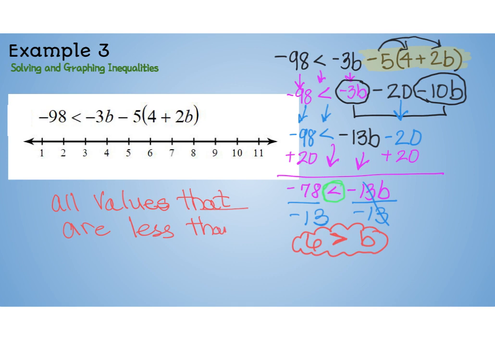less than 6. So I'm going to locate 6 on my number line, which is right here. And I know that it's going to be an open circle because 6 is not included. And values that are less than 6 are going to be to my left. And that's it. That is how you solve multi-step linear inequalities.